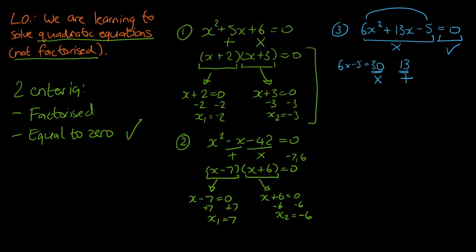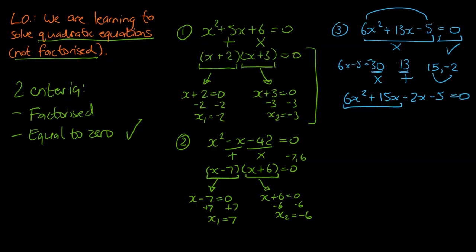And if you go through all your factors, hopefully you've got what I've got. I'm thinking it's going to be 15 and negative 2, because they multiply to negative 30, and they do add to positive 13. So I'm just going to go ahead and finish my working. So we've got 6x squared plus 15x minus 2x minus 5 equals 0.